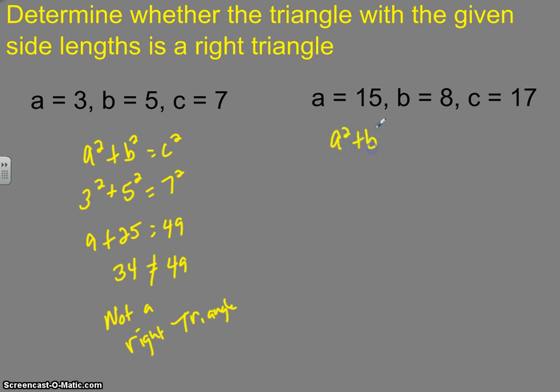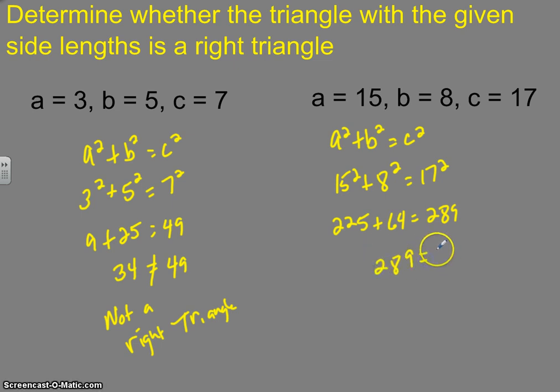Again, A squared plus B squared equals C squared. A is 15. B is 8. C is 17. Okay, 15 squared is 225. 8 squared is 64. 17 squared is 289. Well, if I add 64 to 225, 4 plus 5 is 9, 6 plus 2 is 8, and then I get 2. 289 is equal to 289. This is a true statement. So this is a right triangle.